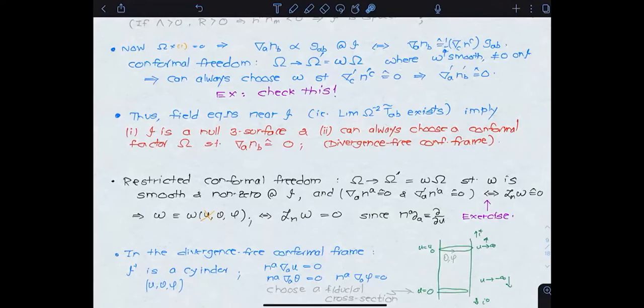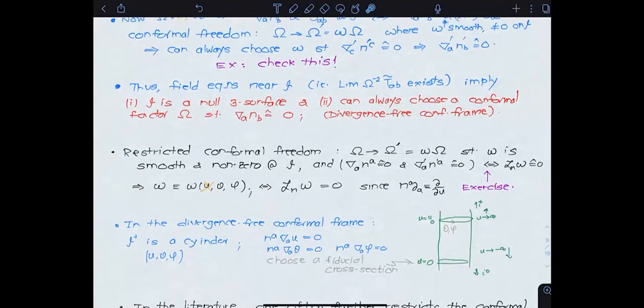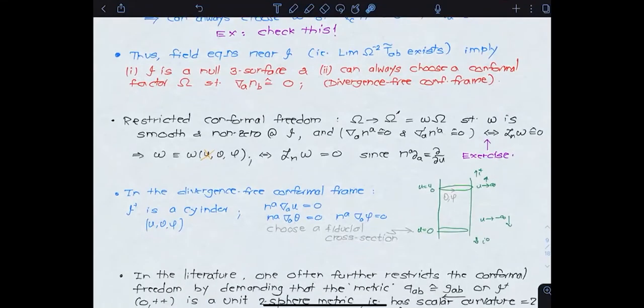Now just for simplicity of calculations, we are going to restrict ourselves to this divergence free conformal frame. You can always do that. But now we ask what is the restricted conformal freedom? It's like in gauge transformations, you always fix a gauge, but then say, well, how much freedom is still left over? Well, suppose I were to make another transformation, and suppose this was divergence free to begin with, and the new one is also divergence free.